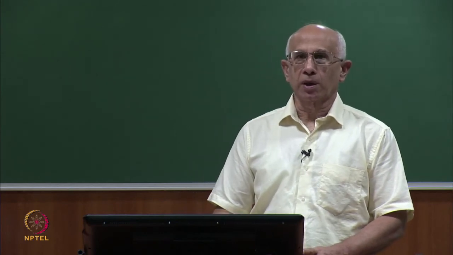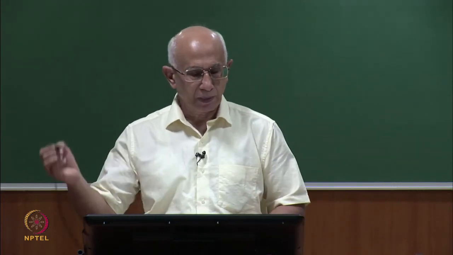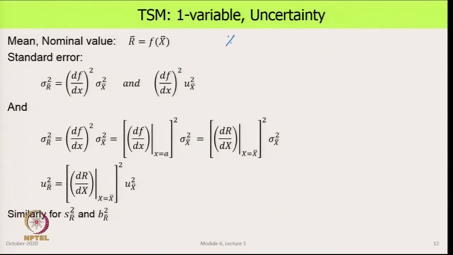Now, we come to the issue of uncertainty for this one variable function. The only parameter we have is x, it could have been called x1, we have replaced this by x, and our result is r. So, r is a function of x, this is our result formula, and the mean value of the result is calculated by substituting in this formula x is equal to x bar, and this gives us r bar.